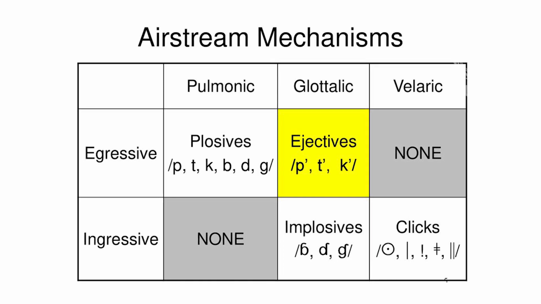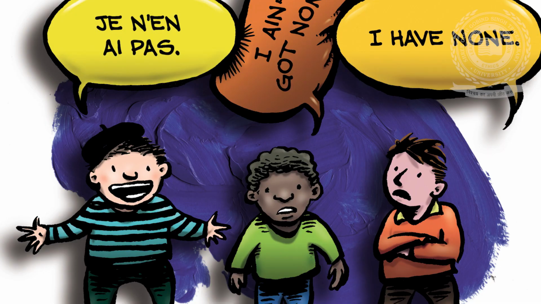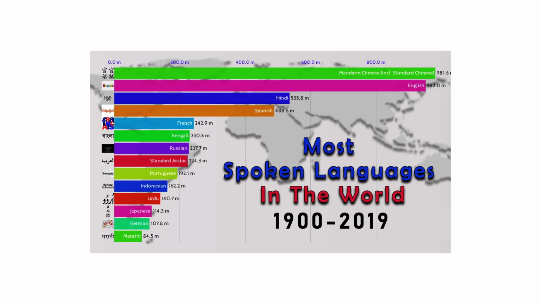Sounds produced by ingressive air streams are ejectives, implosives, and clicks. These sounds are common among African and Native American languages. The majority of the languages in the world use pulmonic egressive airstream mechanisms.